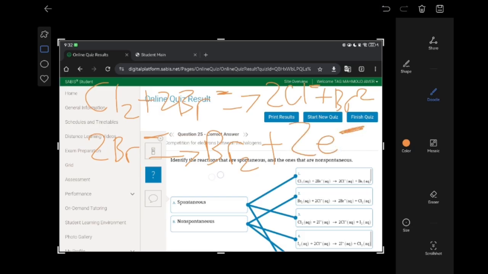And then here, Cl2 gains. Plus 2e minus gives you 2Cl minus. You just cancel the electrons, and this is what you get. This is what should happen, because remember the whole list, Cl was above Br. That means Br is more likely to get what? Oxidized. Br is more likely to get oxidized.